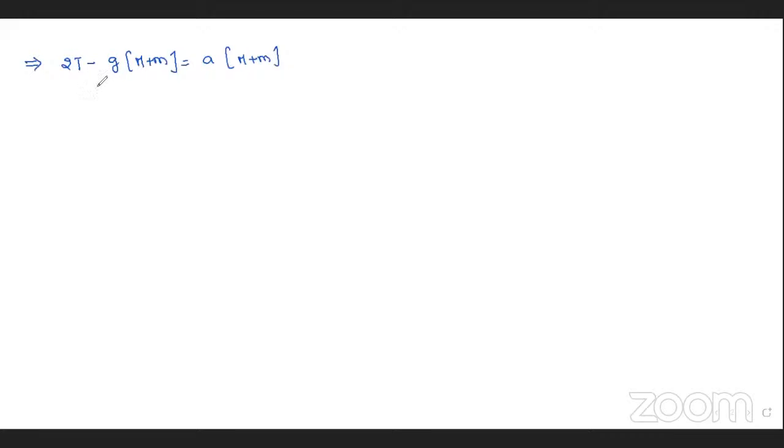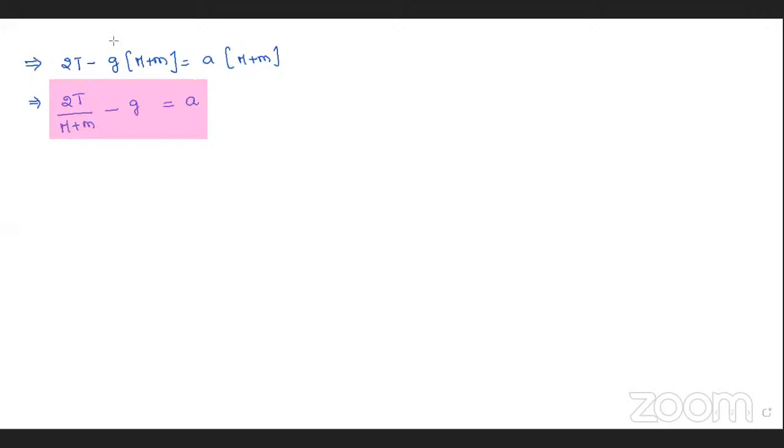Right. Not 2T minus g. Here, if you divide by M plus m, taking this M plus m to the other side, I will get 2T by M plus m minus g, M plus m cancel, equals a. This is what I get: the acceleration. Okay, right, good. This is the equation I got here to find the acceleration.